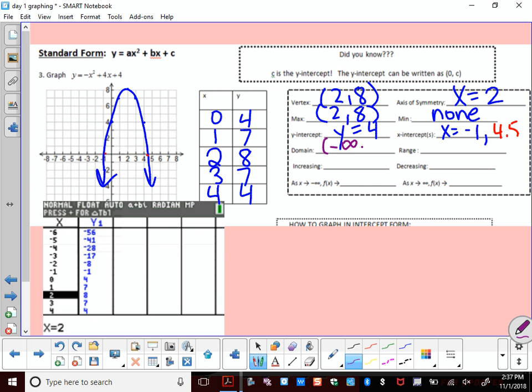Domain, negative and the positive. There you go. Don't get that one wrong. It's the same thing for all of them. My range, I start from the bottom. And I'm here. What am I pointing at? 8. So my range is negative infinity to 8 with a bracket.